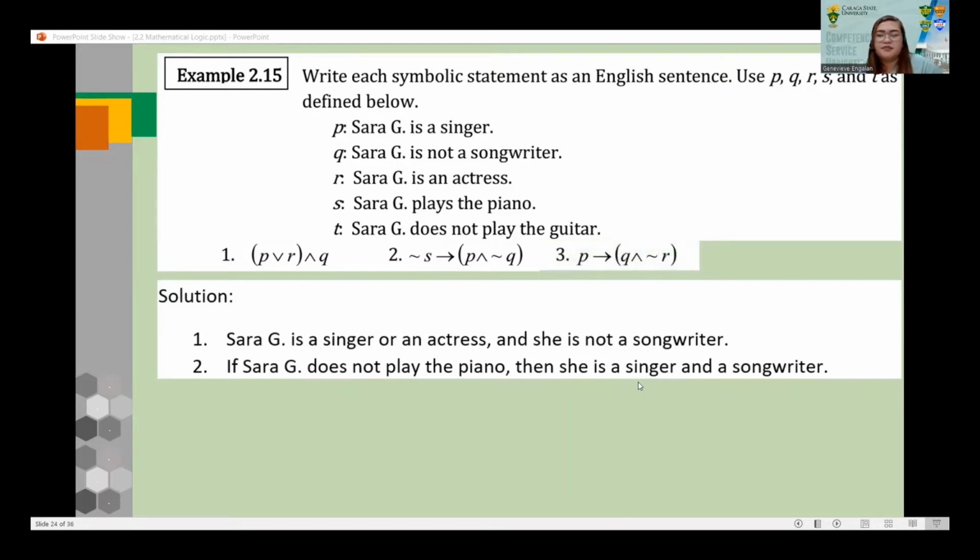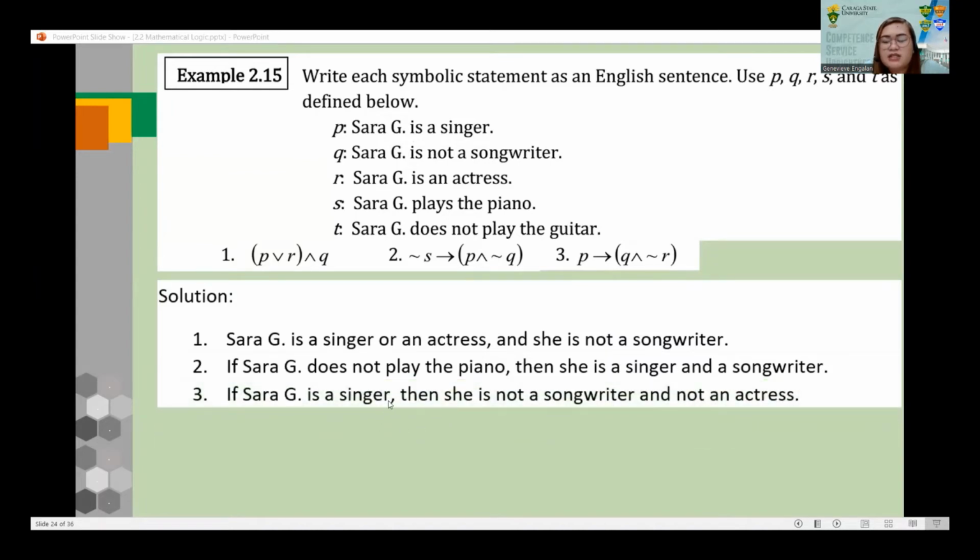How about number three? Okay, volunteer. Flores, go ahead. If Sarah G is a singer, then she is a songwriter and an actress. Is she a songwriter or not a songwriter? Okay, this Q is a not. Okay. So, if Sarah G is a singer, then she is not a songwriter and not an actress.